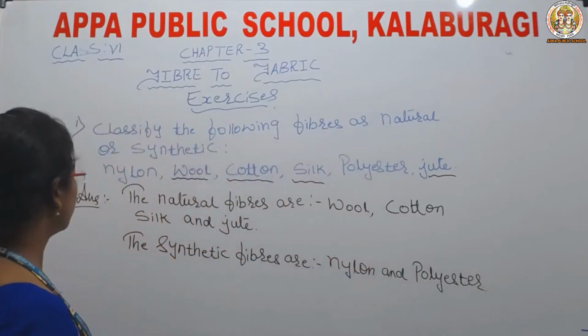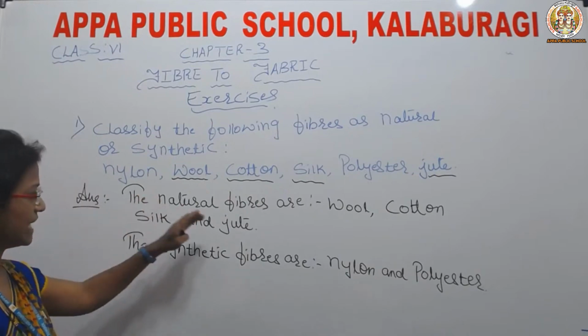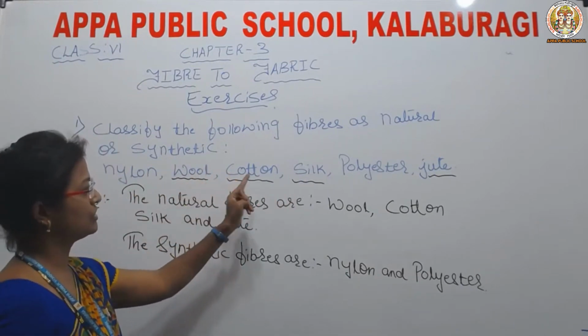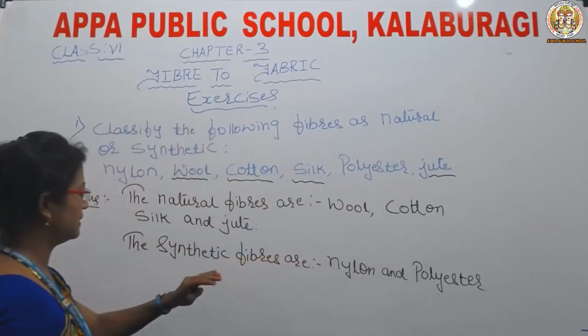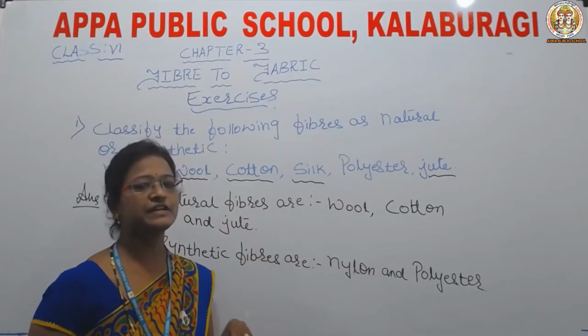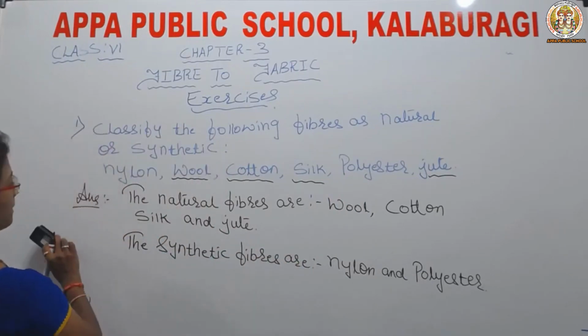Okay, so here we are classifying the natural fibers and synthetic fibers. The natural fibers among these are wool, cotton, silk, and jute, and the synthetic fibers are nylon and polyester. So this is the first question. Next we will move to the second question.